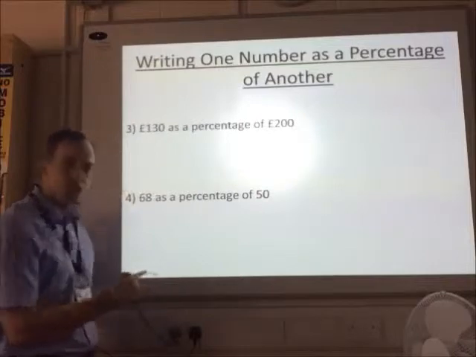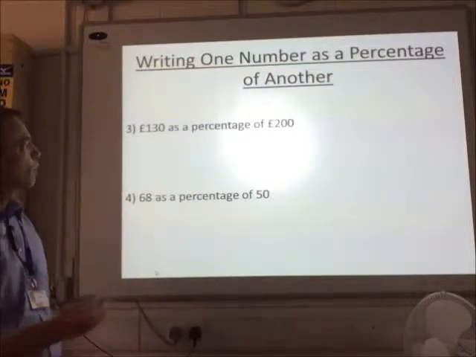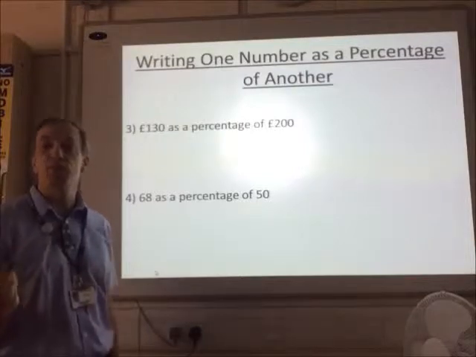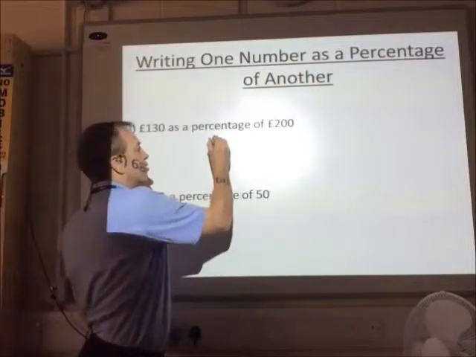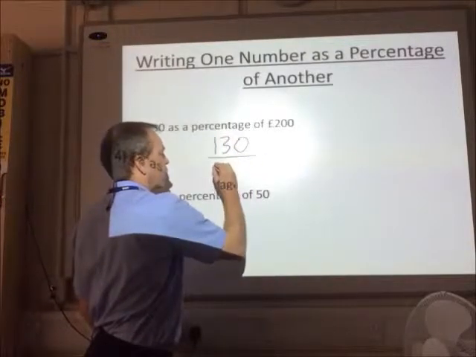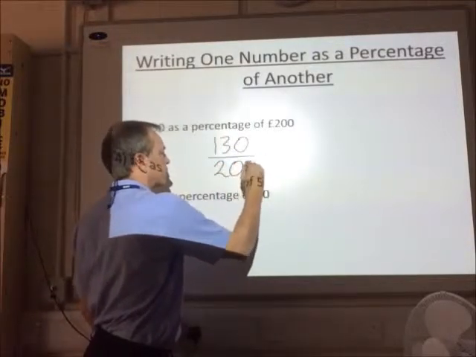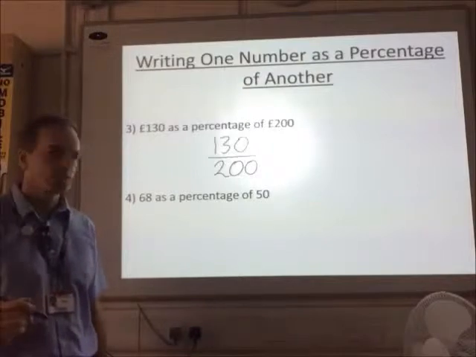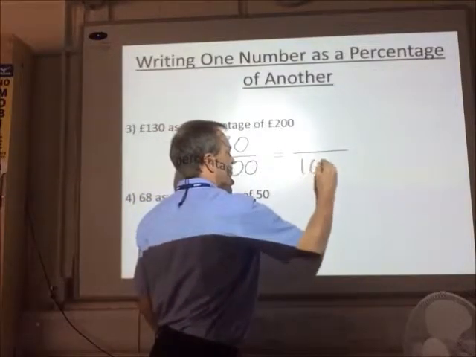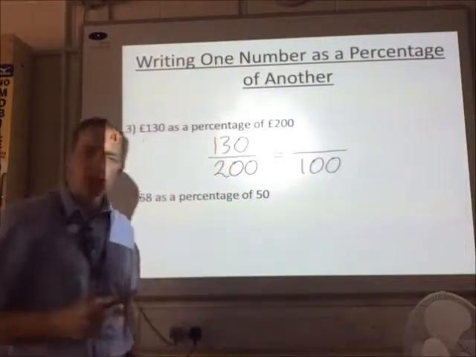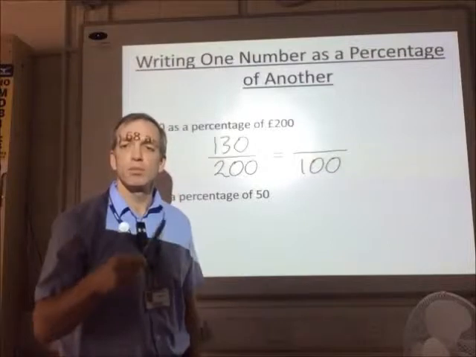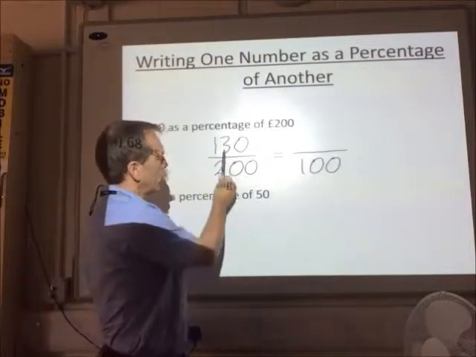So let's have a look at question 3. This time, 130 out of 200. So now we're going to start with something that is bigger than 100. Same process, 130 out of 200. I'm still looking for a fraction that's out of 100 because that's what my percentage means. Percent means out of 100.